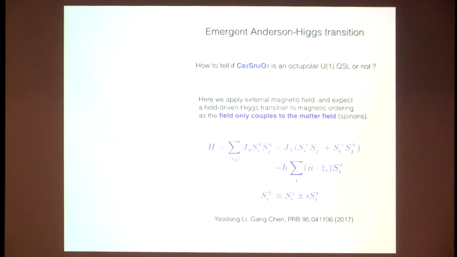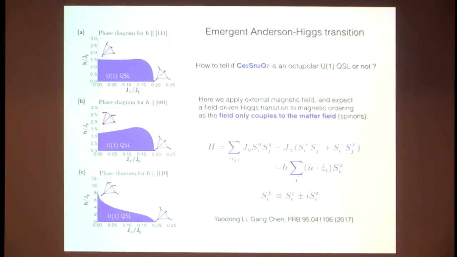So the external magnetic field has the ability to drive a condensation of spinon anti-spinon pairs. Eventually, after the spinon anti-spinon pairs are condensed, you will Higgs out your emergent U1 gauge field. You will destroy your U1 quantum spin liquid. You will obtain a magnetic order. So by applying the field along different directions, you will see the stability of this U1 quantum spin liquid and the resulting proximate magnetic orders.